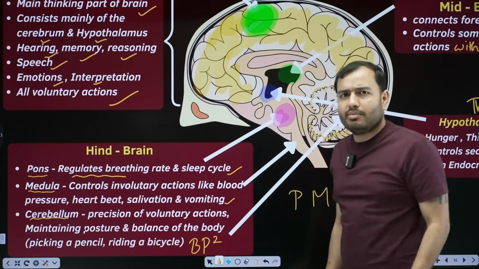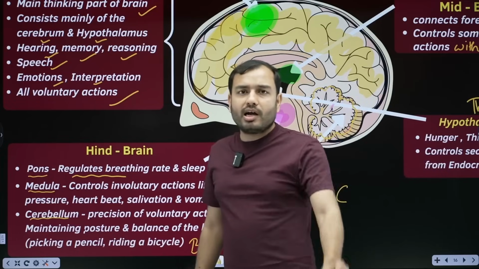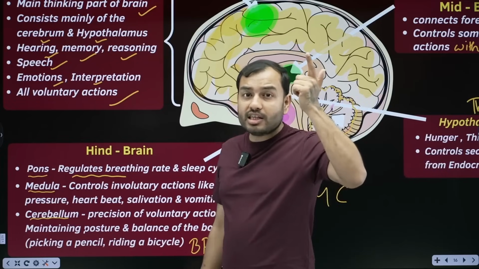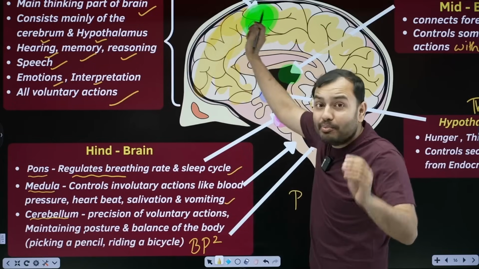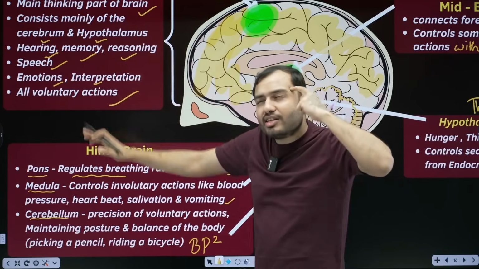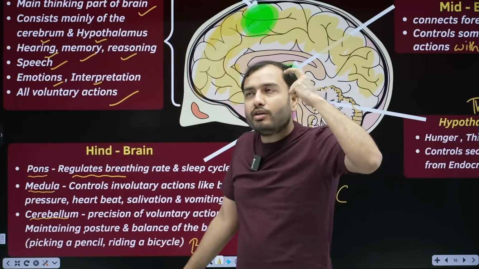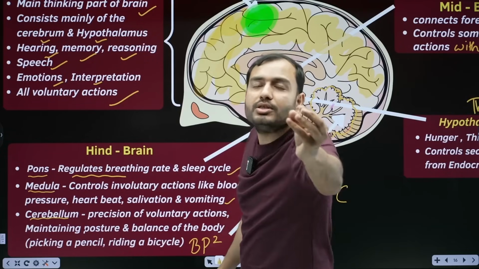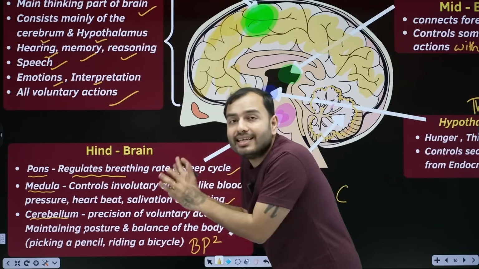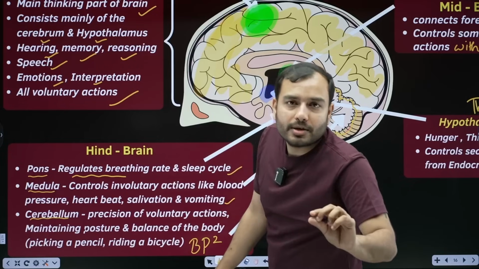To work with precision. Precision means, suppose we need to pick up a pencil. The brain thought we need to pick up a pencil. Which part thought? The cerebrum, the forebrain. It does the thinking work. It says pick the pencil. Now we are not able to pick the pencil properly, the grip is not forming. Why? Because there is no precision. Who gives the precision? The cerebellum. So we can pick the pencil.